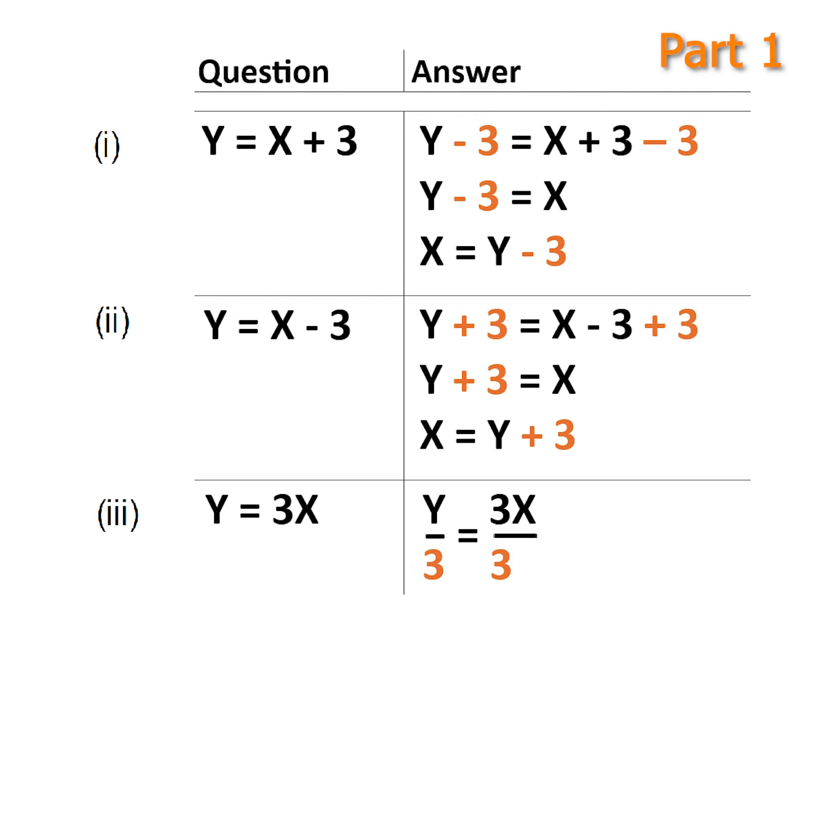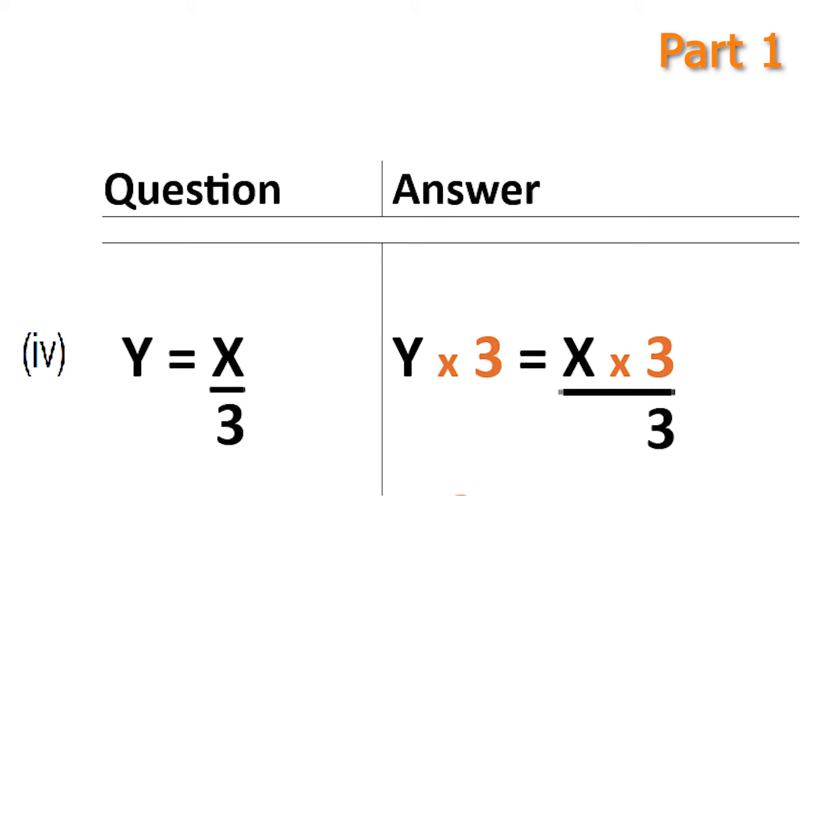Moving on to part 1, question 3, y equals x multiplied by 3. To leave x on its own on one side of the equation, we need to remove the multiplier 3 from the side of x. We can do this by dividing both sides of the equation by 3, leaving us with y divided by 3 equals x, or x equals y divided by 3.